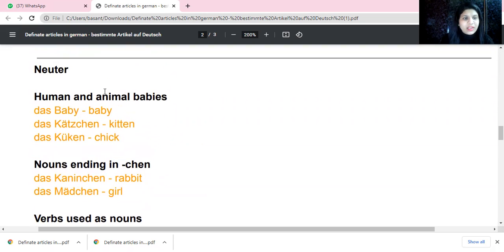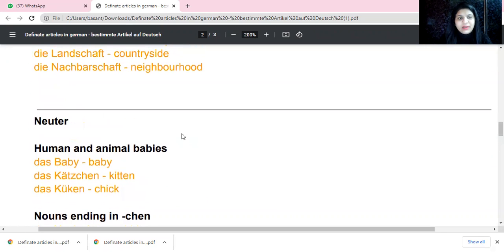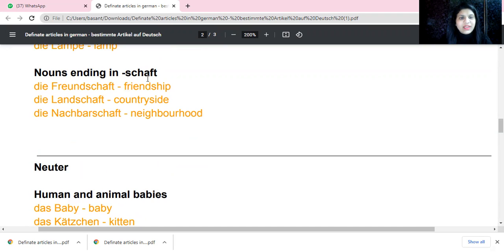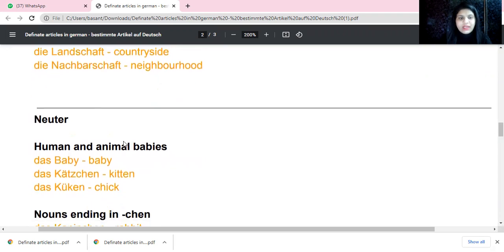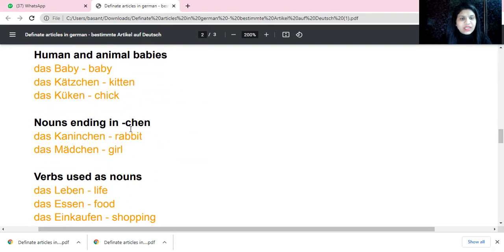Then we are starting with neutral nouns, that is das. So all animal babies are das. Baby is baby, das Baby. Same in English, same in German, das Baby. Kitten, das Kätzchen. C-H-E-N, so das. Cake is Kuchen, das Kuchen. So here we have the C-H-E-N ending. Earlier we had the schaft ending, S-C-H-A-F-T, and here we have the chen ending. So that is das. Rabbit, the animal, is called Kaninchen.